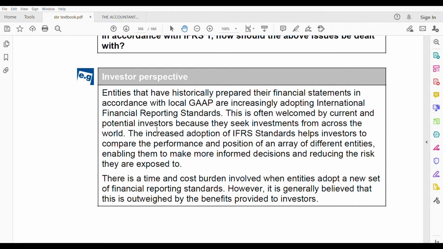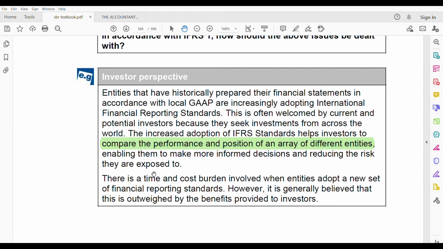The increased adoption of IFRS standards helps investors to compare the position and performance of an array of different entities. One reason is comparison. It allows you to compare with other entities who are using IFRS standards, enabling them to make more informed decisions and reducing the risk that they're exposed to.